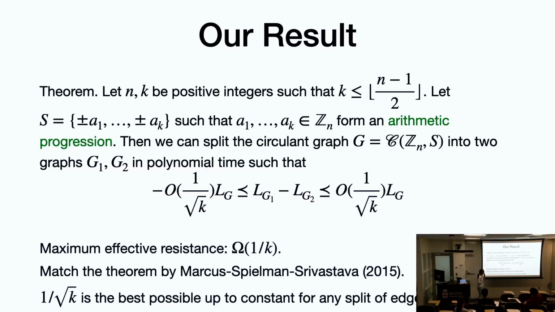Okay, recall that this circulant graph has vertex degree 2K. And the maximum effective resistance is at least some constant over K. So this number is at most square root of the maximum effective resistance. And this matches the result by Marcus, Spielman, and Srivastava. Moreover, we can show that this 1 over root K is the best possible bound for this, no matter what kind of split of edges we use.